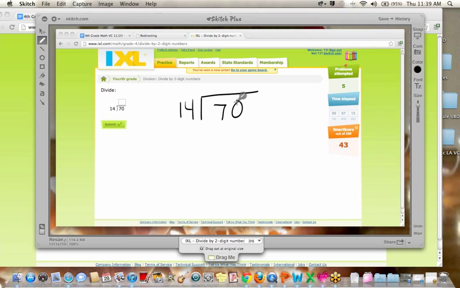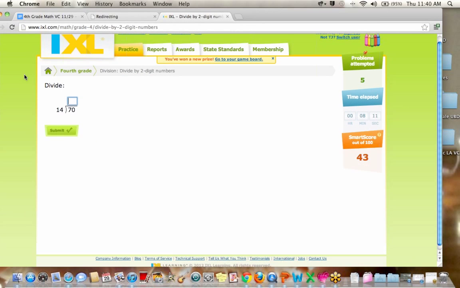Do you want me to try 7 or do you want me to try something a little lower? Probably a little lower because this isn't 10. So let me try maybe a 5. Good. 5 times 4 is 20. Carry my 2. 5 times 1 is 5 plus 2 is 7. Woo! We got it. All right, let's see if there's something just a little harder.